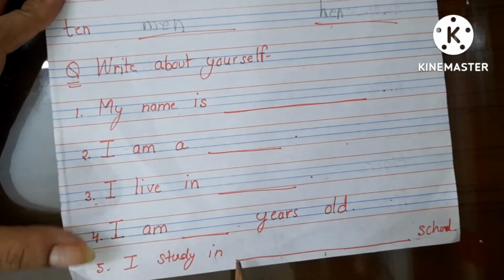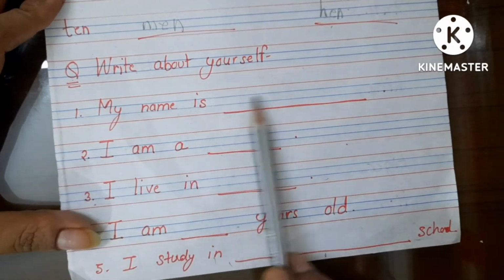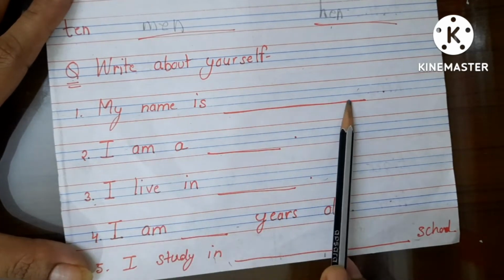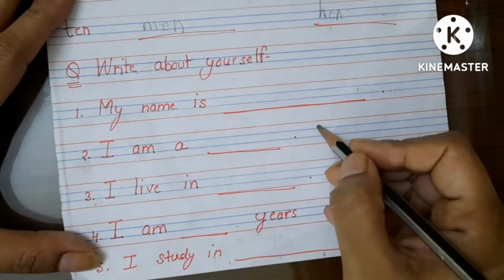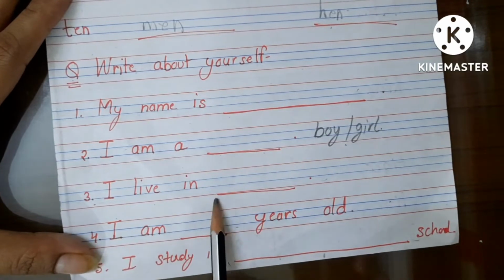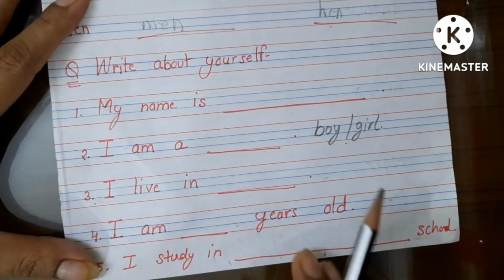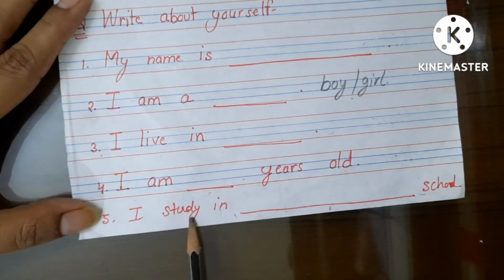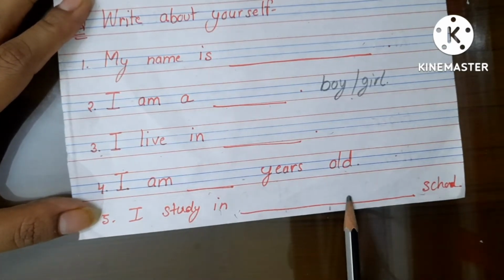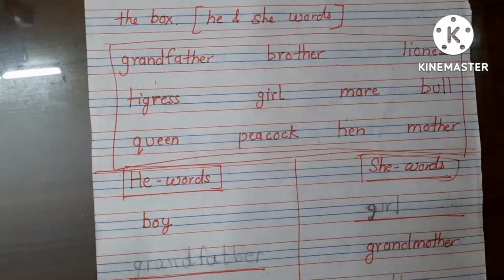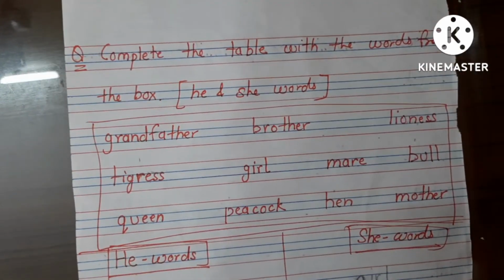Next question we have is, write about yourself. So the first is, my name is. In this one the child has to write his or her full name. Next, I am a. So in this the child has to fill boy or a girl. Next, I live in. So here the child has to write his city. Next, I am dash years old. Child has to write his age. Next, I study in dash school. So here the name of school will come in which the child studies.